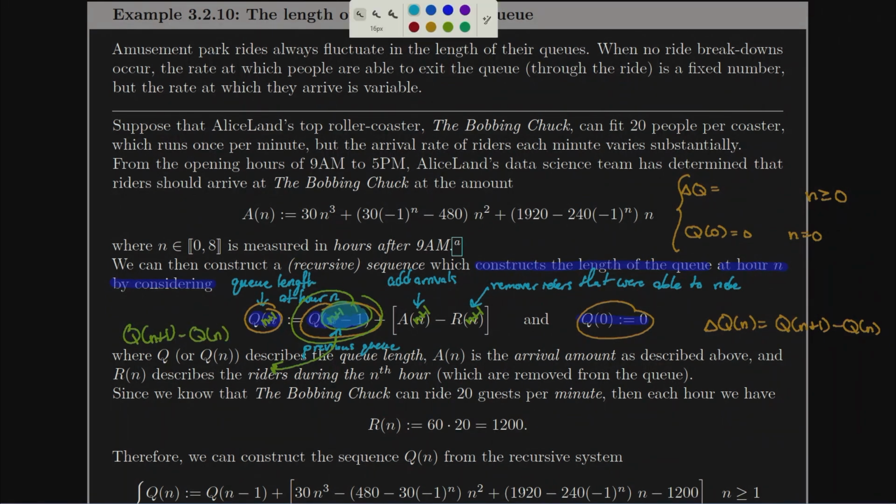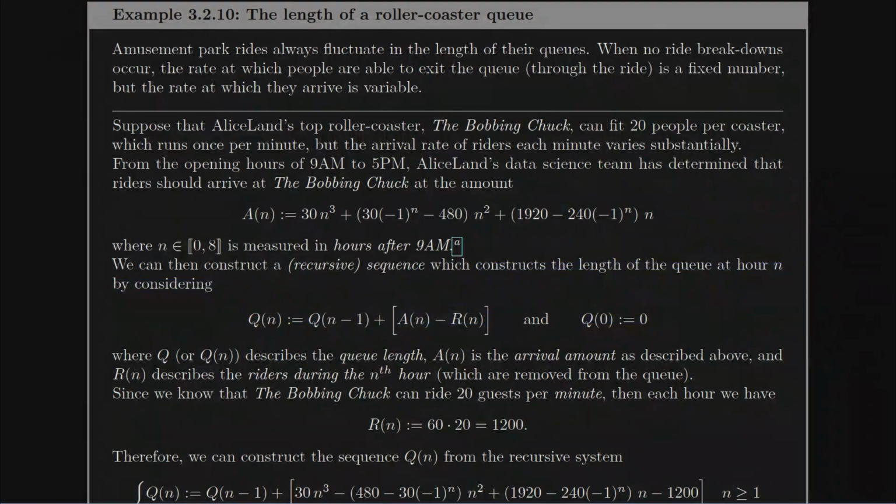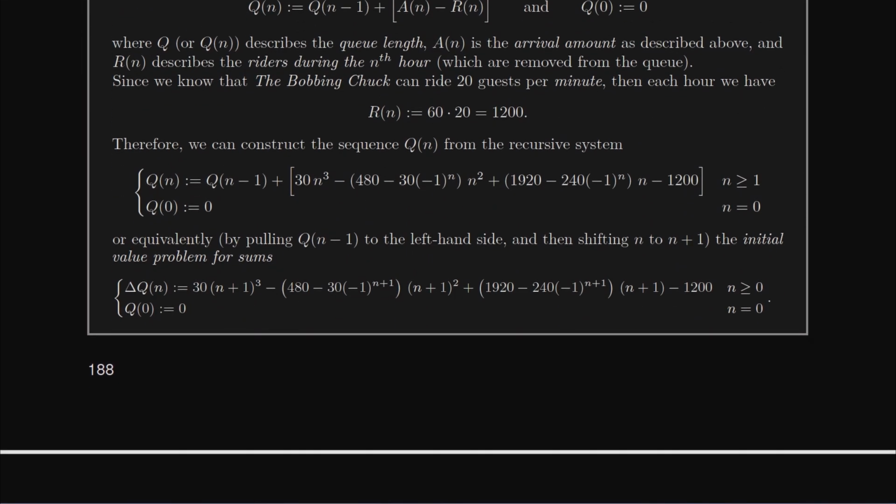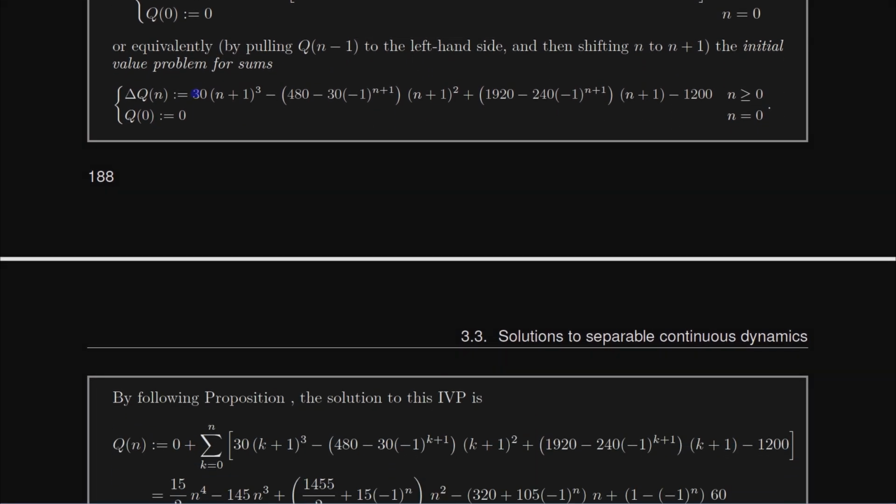So you find out that delta of q is exactly equal to a of n plus 1 minus r of n plus 1. So I'll write that in up here: a of n plus 1 minus r of n plus 1. That's what we have below here. I've just gone through and calculated it out. Here is a of n plus 1, the arrivals, right? The arrivals of n plus 1. And then I've subtracted r of n plus 1.